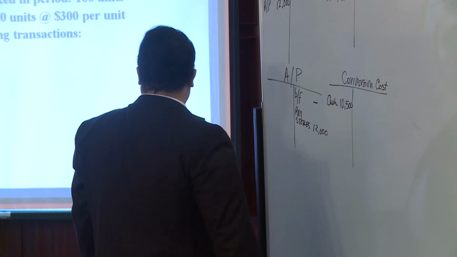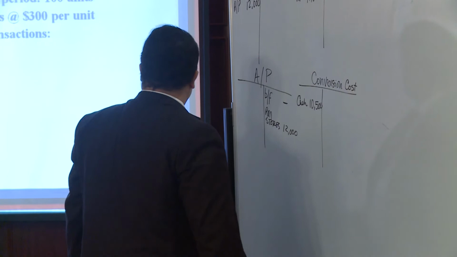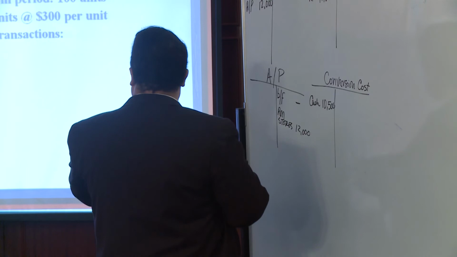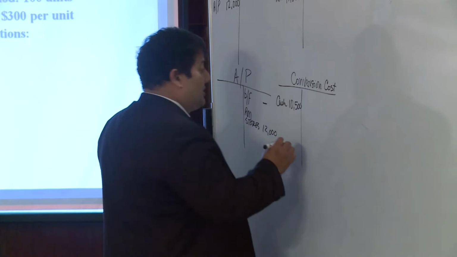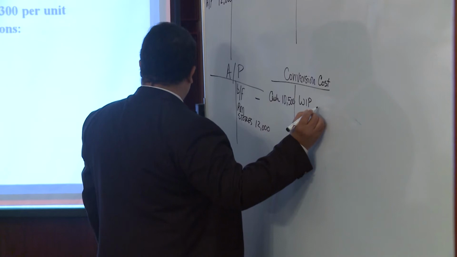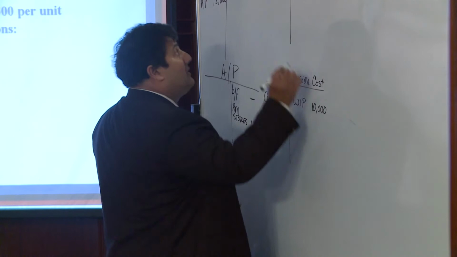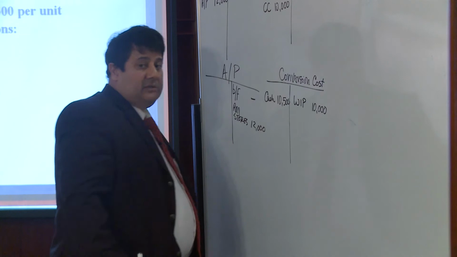Finished goods produced in the period, 100 units. So you're told that the moment you finish this entry here, you're going to record the amount of conversion cost. So to the work in process account, you're going to transfer 100 units times 100, $10,000 is transferred to work in process account. Okay, that's standard costing.